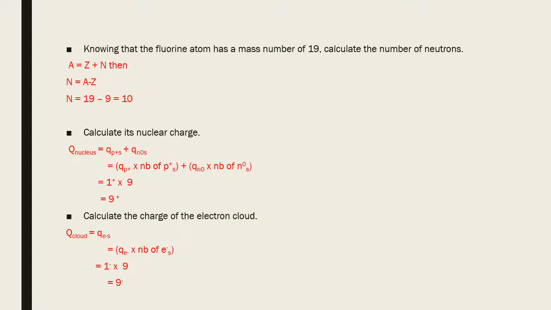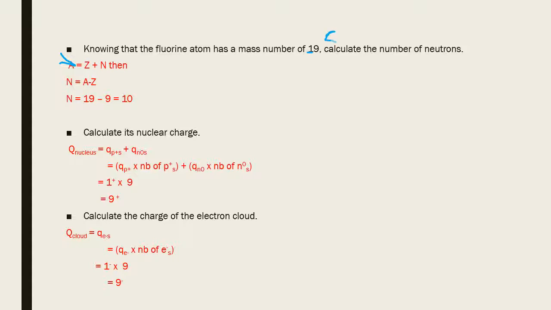Knowing that the fluorine atom has a mass number of 19, calculate the number of neutrons. So, A equals Z plus N. We know this. We've done it so many times, this equation that we've been using most of the time, A equals Z plus N. But we don't want A, we know A. A is 19, we want N. So to rearrange the equation, N equals A minus Z.